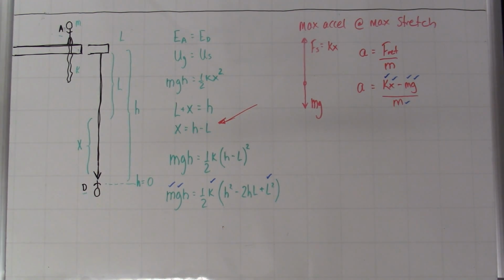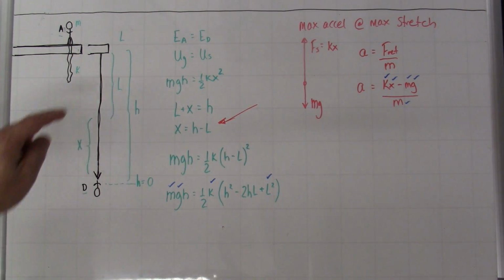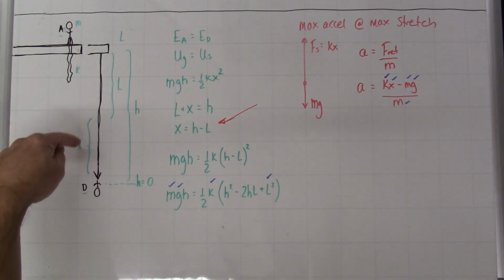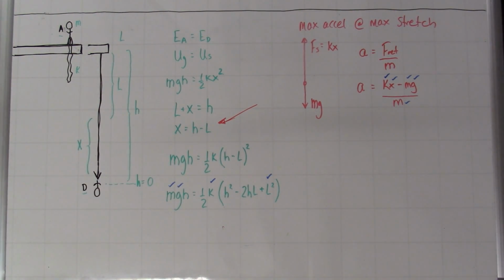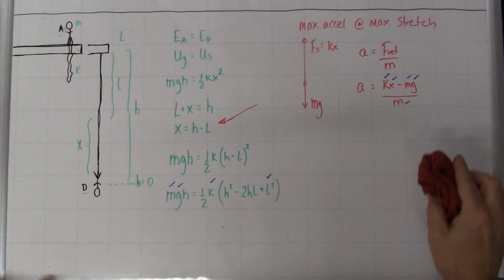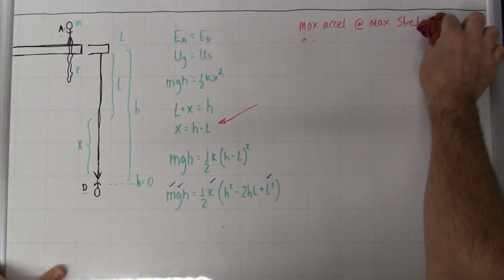The last part of this says, what is the maximum speed of the bungee jumper? Oftentimes we think that the maximum speed occurs when they've fallen until the bungee cord starts to stretch. A closer analysis of this problem lets us know that maximum speed doesn't occur when the bungee cord starts to stretch. Maximum speed actually occurs at the equilibrium.